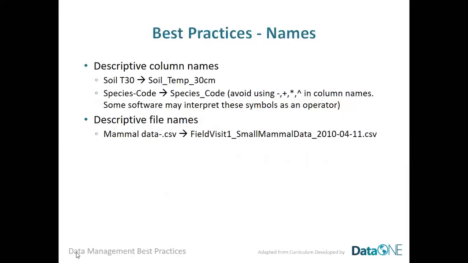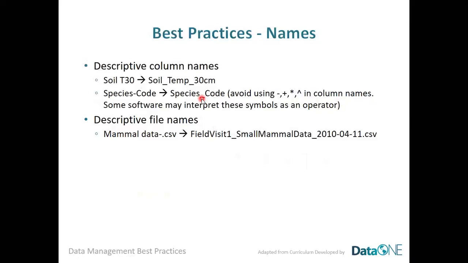And then species-code, it's more appropriate to use an underscore as opposed to a dash because it's best to avoid these special type of characters in column names because some software may interpret them as operators, and therefore just avoid it and use an underscore.